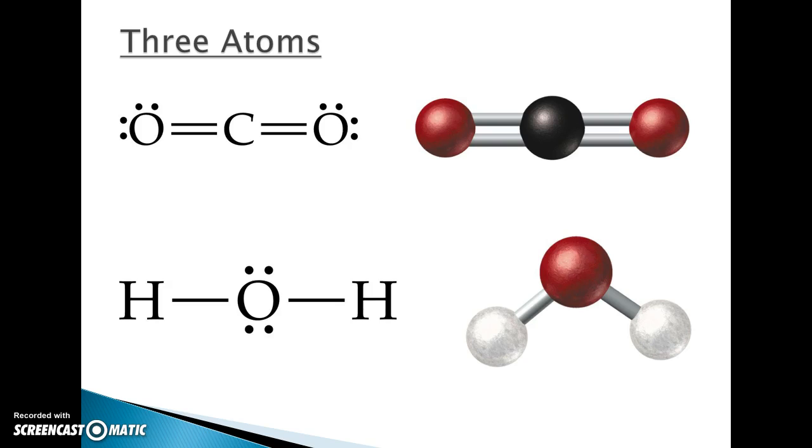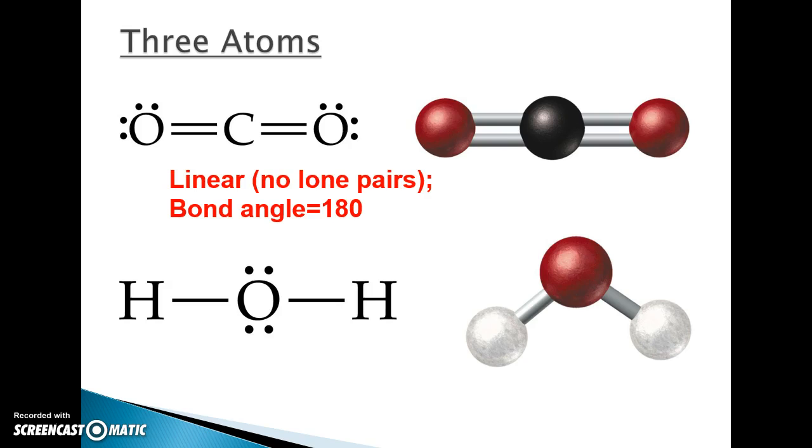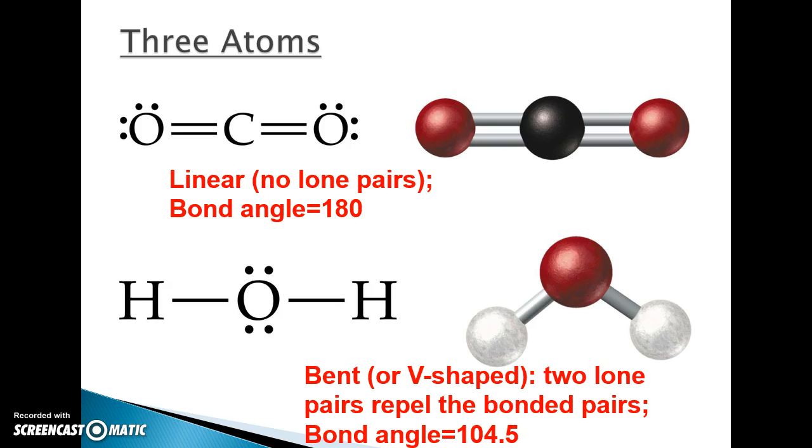Now, when we look at carbon dioxide, we see that there's no lone pairs on the central atom. Okay, so this is going to be linear, and it'll have a bond angle of 180 degrees. Water, on the other hand, has 2 lone pairs on the central atom, and these are going to repel the bonded pairs. Okay, so the bond angle here would be 104.5 between the 2 bonds.